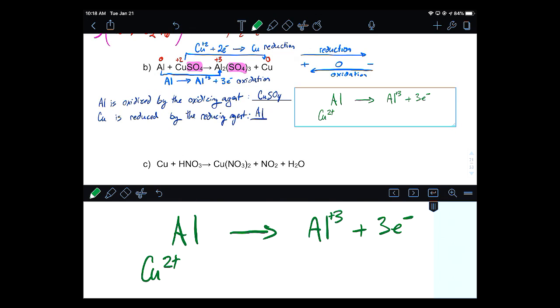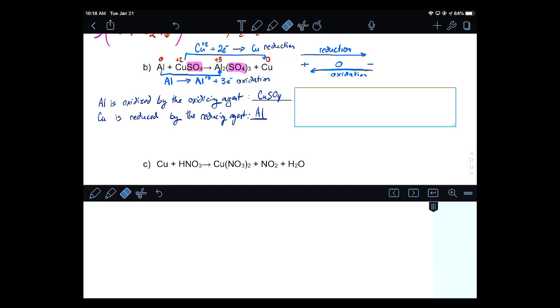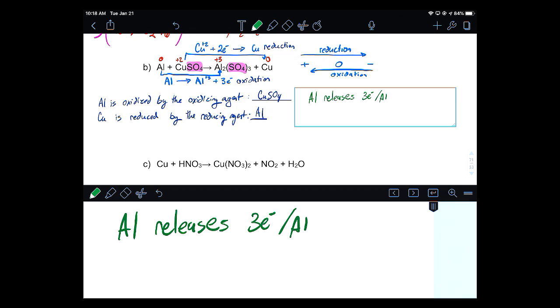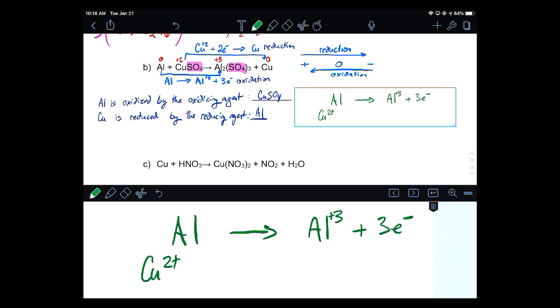I know what I want to do. I want to try a different way. Okay, so each aluminum releases 3 electrons per aluminum. Right. We did this. Okay, I think I'm actually happy with what I was doing before. I'm going to go back, and keep going with this.